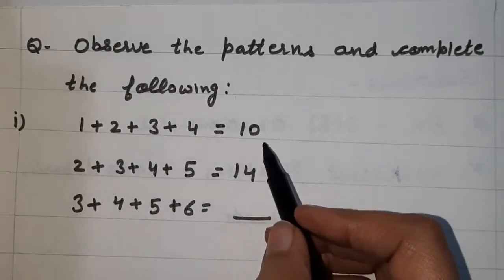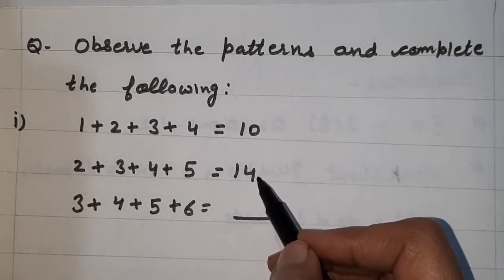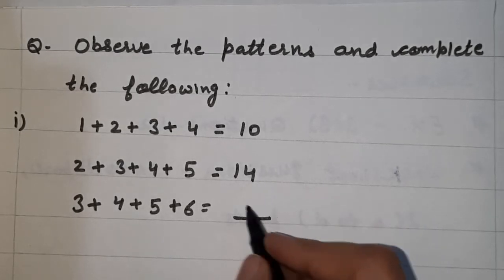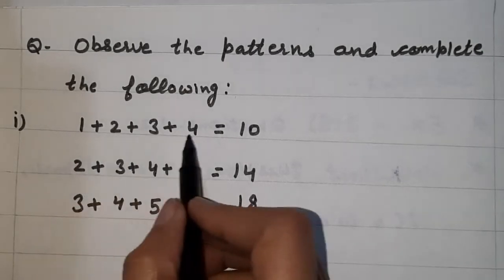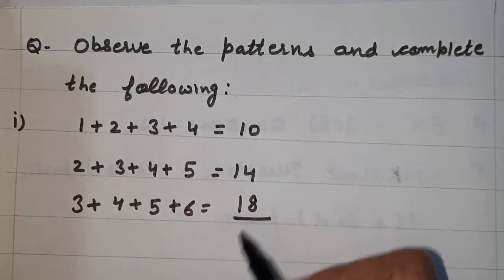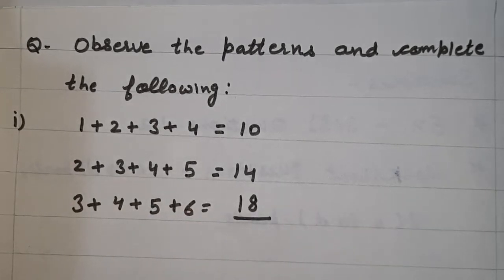Now see, 10, 14, difference is of 4. So next will be 18. Got it? No need to do actual calculation. Observe the pattern.